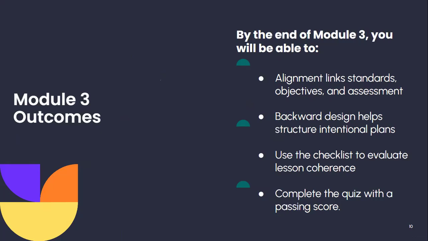So by the end of Module 3, we want to remember that alignment is foundational to effective lesson planning. We want to remember to use backward design to help us start with the end in mind when we're actually designing lessons. And we want to be sure to review the alignment checklist as we plan and complete a quiz to assess our understanding of this module's outcomes.